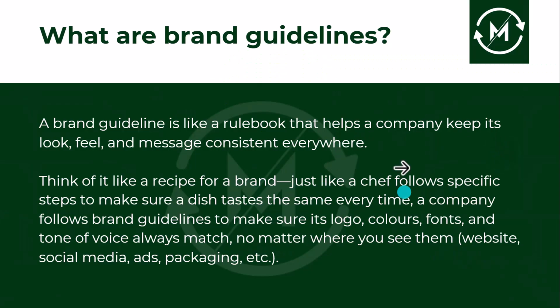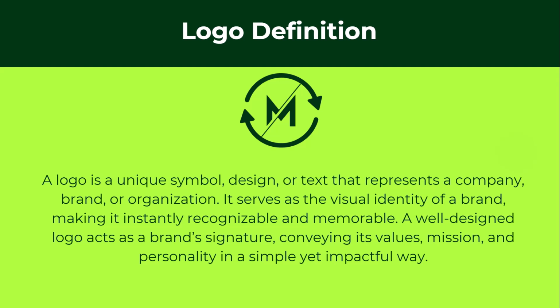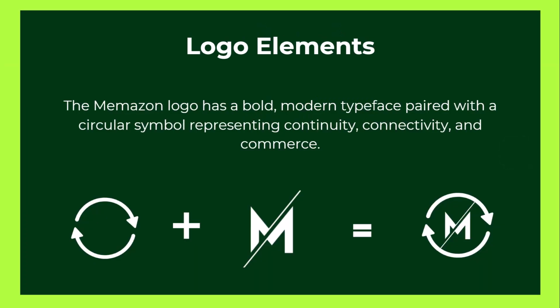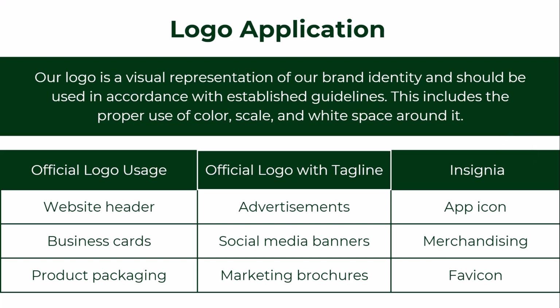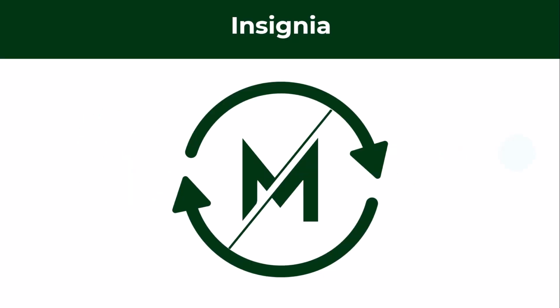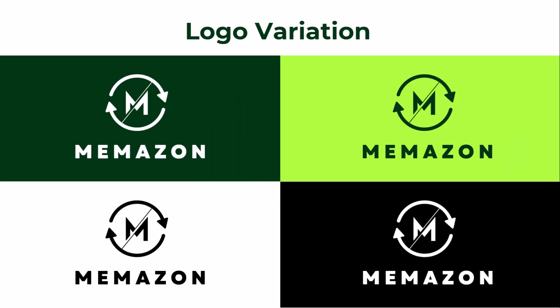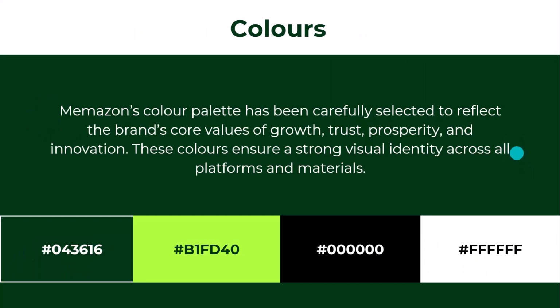So some of the ways I achieved this, I'll just explain it to you, and you can go up to finish something like this. So this is what the brand guideline looks like at the very end. So I'm done with it, and it looks great so far. So this is what it looks like at the moment. I have the logo elements, I have the logo concepts, I have the logo application, I have the official logo, I have the official logo plus tagline, I have the e-signal, I have the logo variation, and I have the variations with taglines.